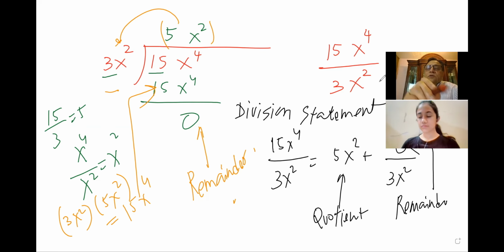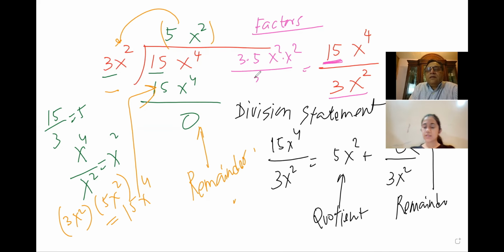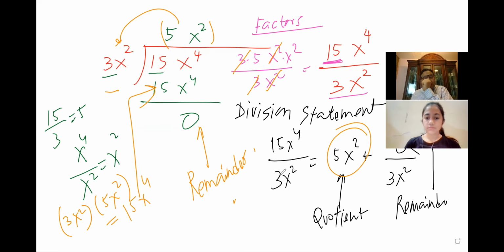You could also do this using factors. Correct? So let's see how you do it using factors. Let me show you with factors also. Is that okay? So 15x to the power of 4, we have to write in terms of 3x squared. 15 is what? 15 is 3 times 5, right? And x to the power of 4 is x squared times x squared, correct? We are dividing by 3x squared, and we could actually cancel the common terms. What do you get? You get 5x squared. You see that? Same answer. So you could get the same answer by factoring also.